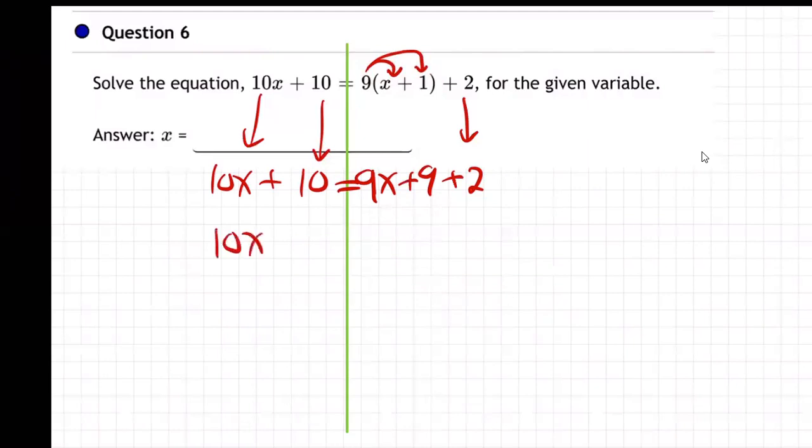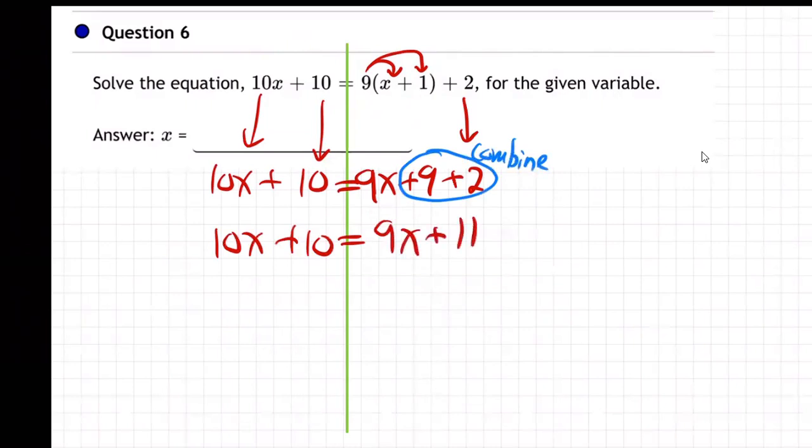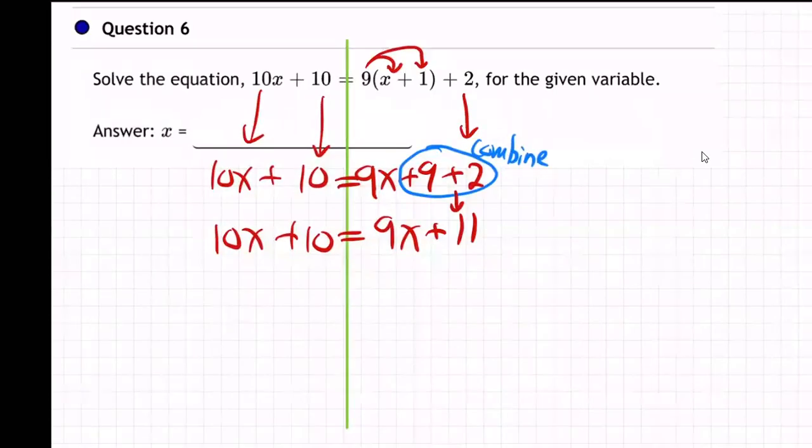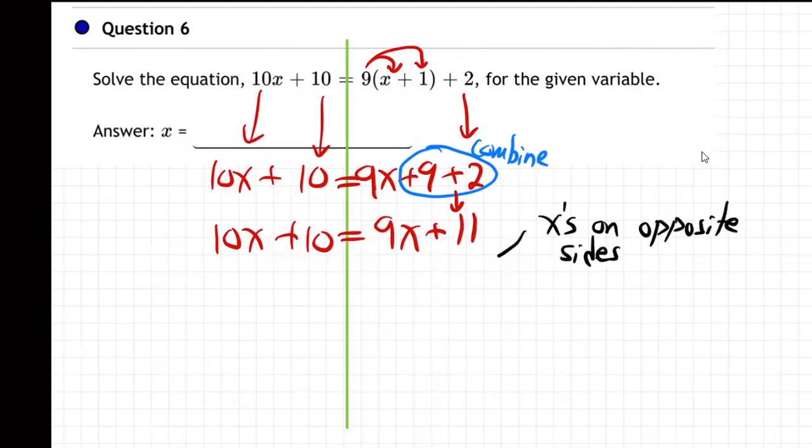Well, I'm going to rewrite this 10x plus 10 equals, now these two, they can combine, huh? So we get what? 9x plus 11, right? 9 and 2 made 11 there. We good? Okay, now notice at this point, we have x's on opposite sides, right?